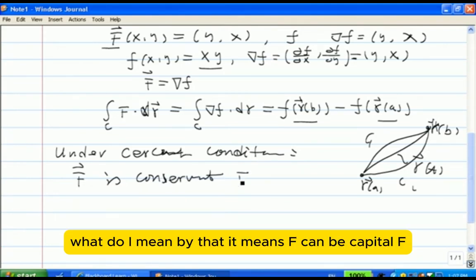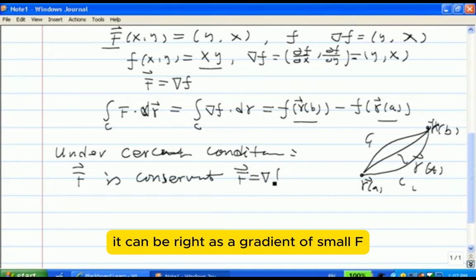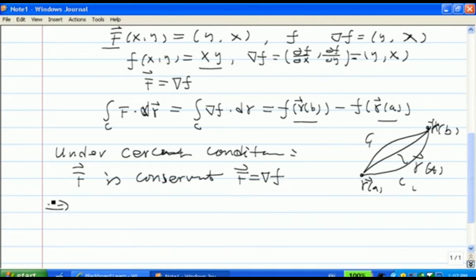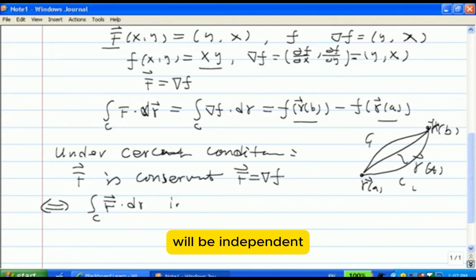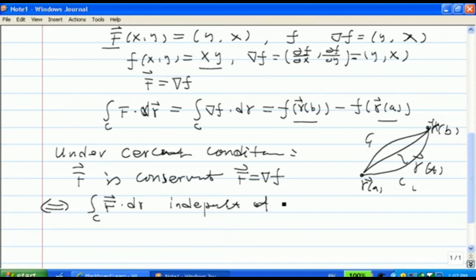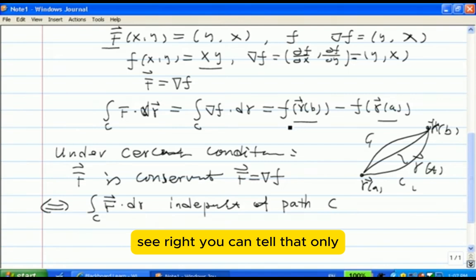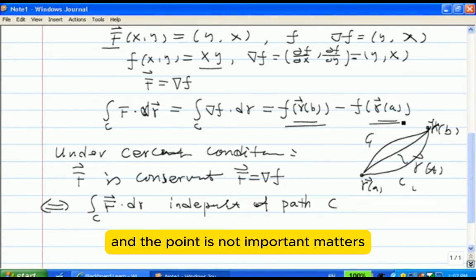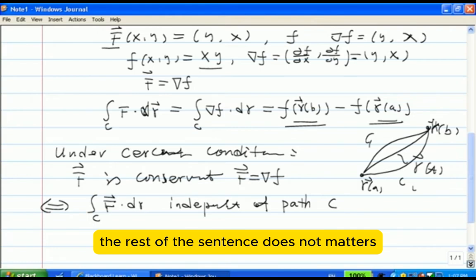What do we mean by that? It means f can be capital F, it can be written as a gradient of small f. As you can see, if f is conservative, then this line integral will be independent of a path C, right? You can tell that only endpoint and starting point matters. The rest of things does not matter.